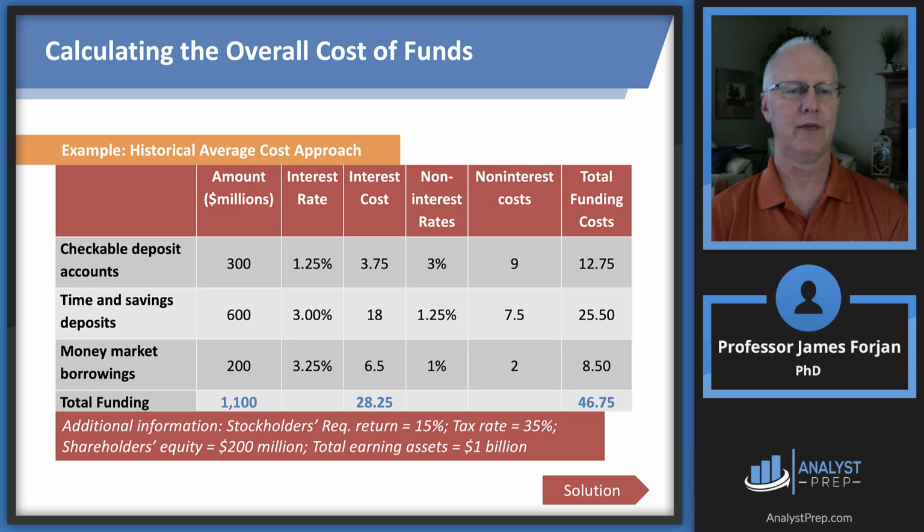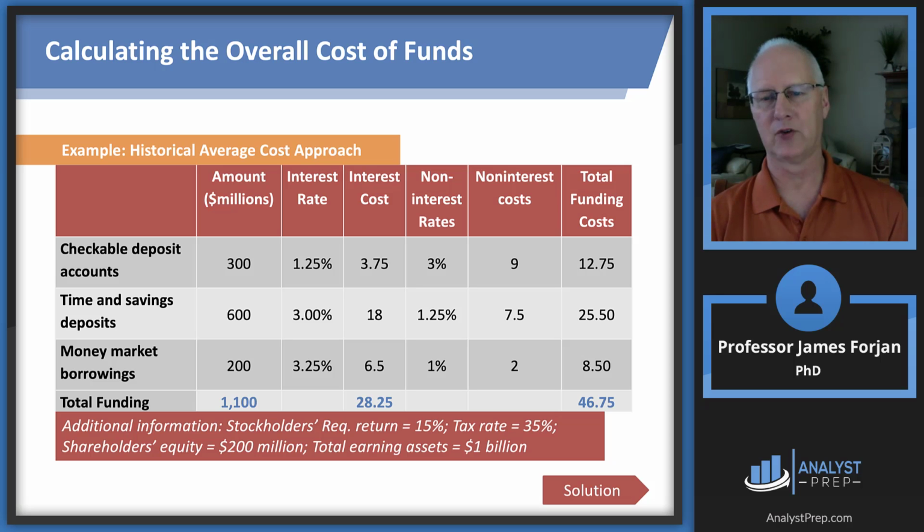So look down the left-hand column. We just have regular stuff from a financial institution. So total funding on the top right of the balance sheet, $1,100. And there are interest rates associated with each one of those accounts. And then the dollar amount of interest cost, right? If you just multiply those two and you sum them, you get the 2825. We're given non-interest rate cost figures there. Then we can get the non-interest costs, and so the total funding costs over on the right-hand side.